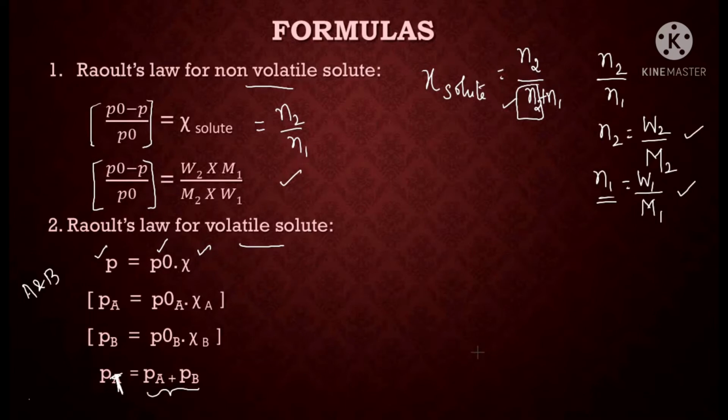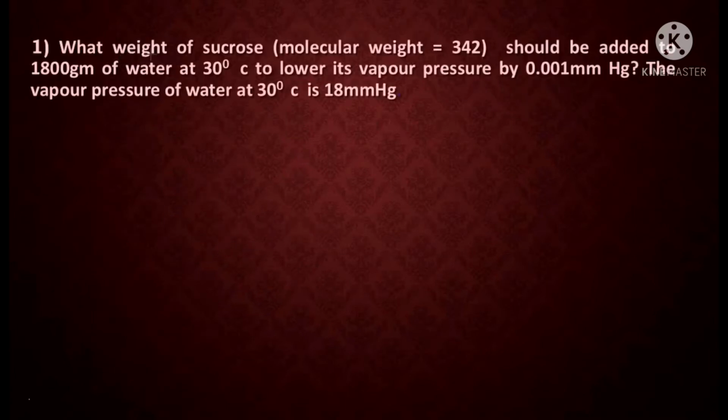We'll see the numericals now. The problem, students: what weight of sucrose, its molecular weight has been given as 342, should be added to 1800 grams of water at 30 degrees centigrade to lower its vapor pressure by 0.001 mmHg. The vapor pressure of water at 30 degrees centigrade is 18 mmHg.